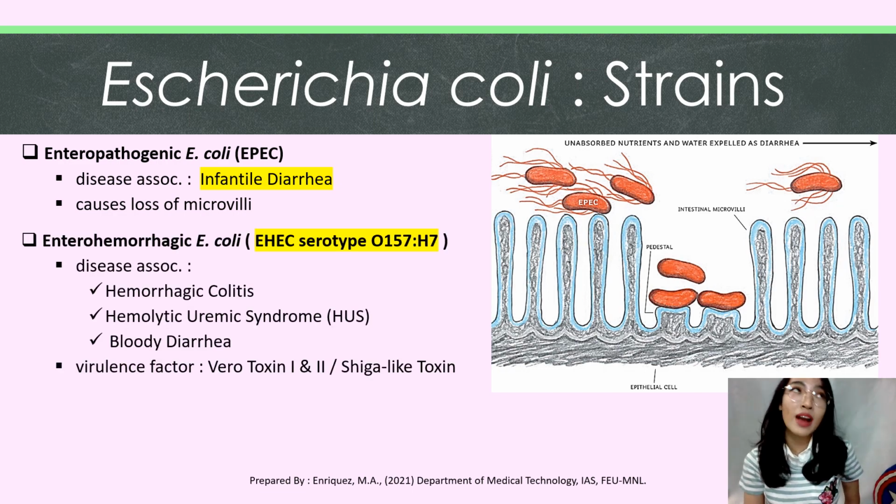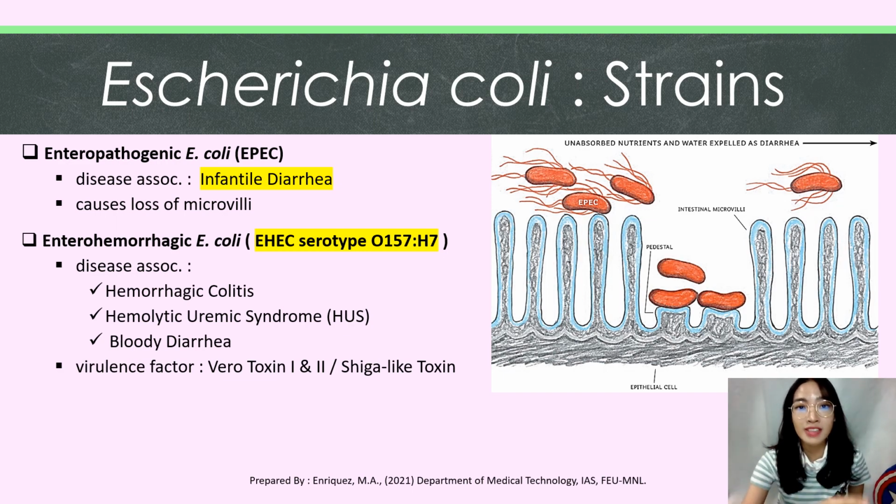So enterohemorrhagic E. coli or EHEC. Specifically, EHEC serotype O157:H7. So ano po ang meaning ng mga letters na to? So ito po yung serologic antigens na na-discuss natin kanina. So somatic O antigen 157 and the flagellar H antigen number 7.